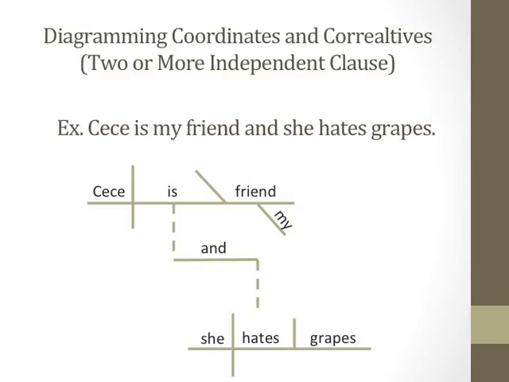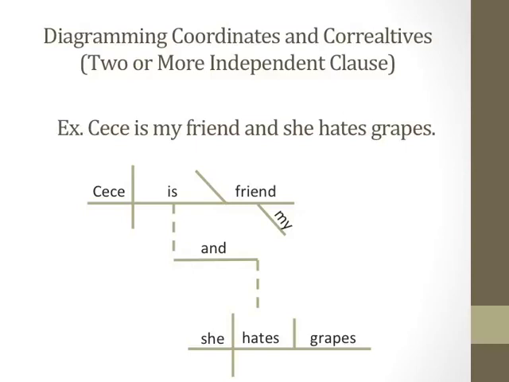Now in this next slide, we have another diagram, but notice that rather than a coordinating conjunction with one independent clause, this is coordinating and correlative conjunctions with two or more independent clauses, right? So it's not a matter of having multiple subjects, multiple verbs, or multiple direct objects within one clause. Rather, it's that we have two clauses that unto themselves make sense, right?